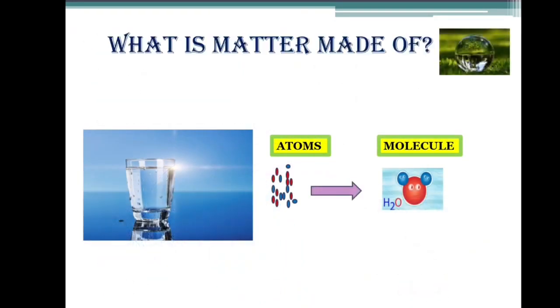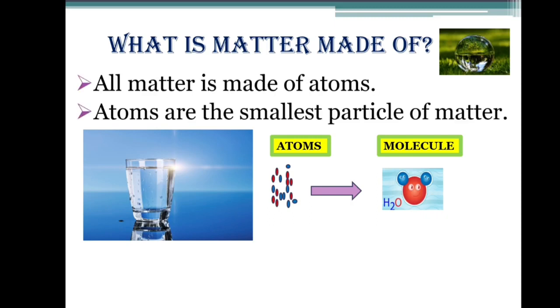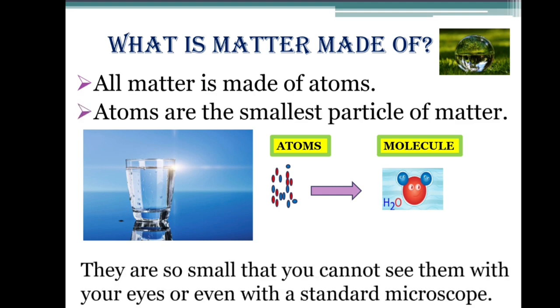What is matter made of? We know that anything that occupies space and has mass is called matter. Now what are these made up of? All matter is made of atoms. Atoms are the smallest particles of matter. They are so small that you cannot see them with your eyes or even with a standard microscope.